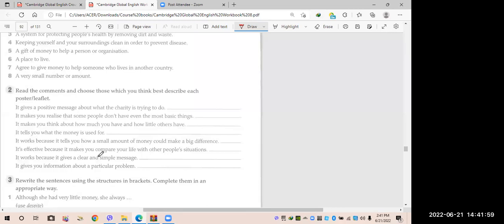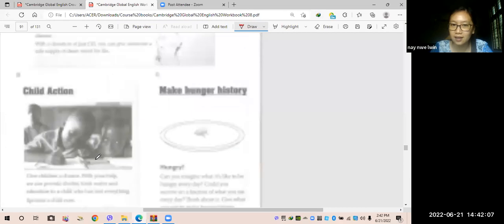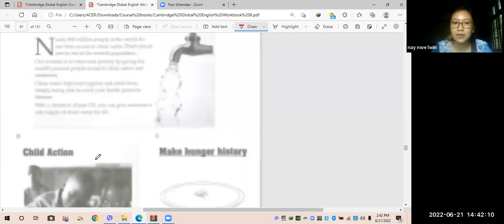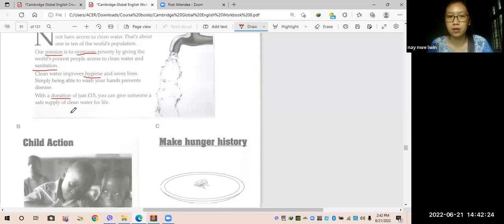B. How do you think? I think B and C. Which one gives you the clear information? I think it's A, because it talks about the problem and the solution, and it also talks about the donation very clearly, what it is used for.